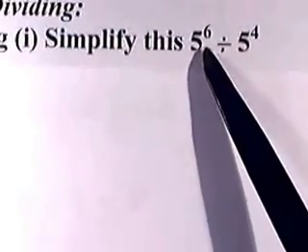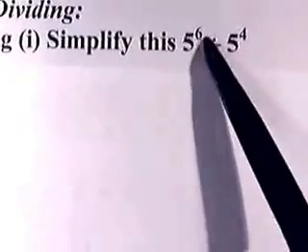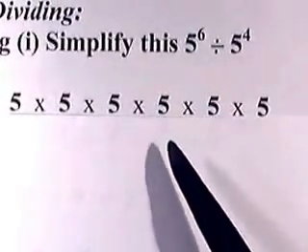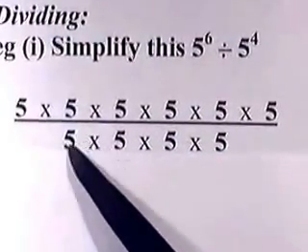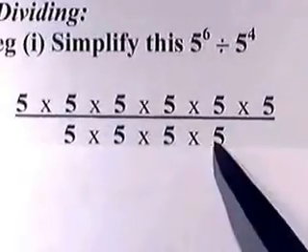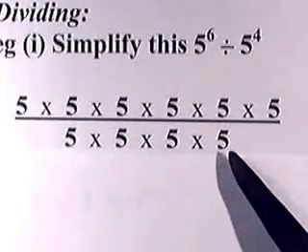Here we have, for example, and we're going to do this the long-winded way and then see how it is shortened, 5 to the power 6 divided by 5 to the power 4. Well, 5 to the power 6 is all of that: 1, 2, 3, 4, 5, 6. So 6 5s being multiplied together, all divided by 5 to the power 4, which is written out the long way as this. There are 4 5s being multiplied together.